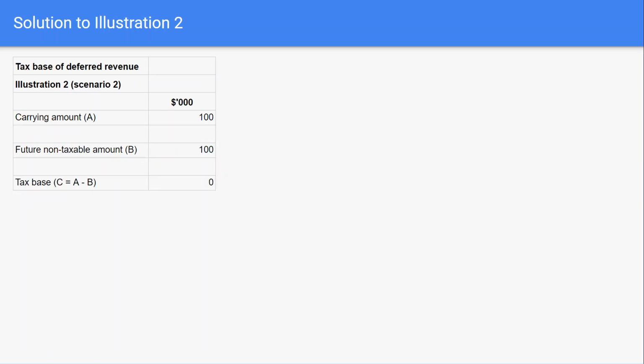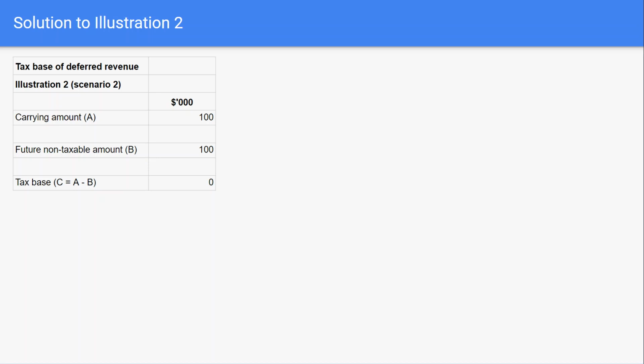Straightforward. But under the second scenario of the second illustration, we're saying that the deferred revenue will be taxed on a cash basis. The cash was received in 2023, even though it's not been booked as revenue. The assumption in this case is that it's going to be taxed when it is collected, when the cash has been received. The cash was received in 2023, and it is going to be taxed in 2023. So in 2023, we assume that amount is going to be taxed. So do we have a future non-taxable amount? Yes, I'd say.